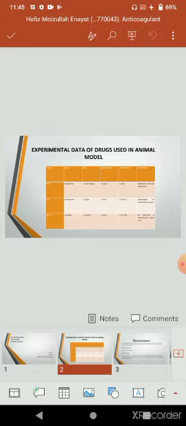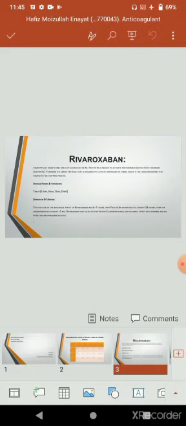There are some anticoagulant drugs including heparin, warfarin, rivaroxaban, dabigatran, apixaban, edoxaban, enoxaparin, fondaparinux, etc. But we have three types of drugs including rivaroxaban. It inhibits free and clot bound factor 10A, and the biological effect of rivaroxaban is 6 to 7 hours.